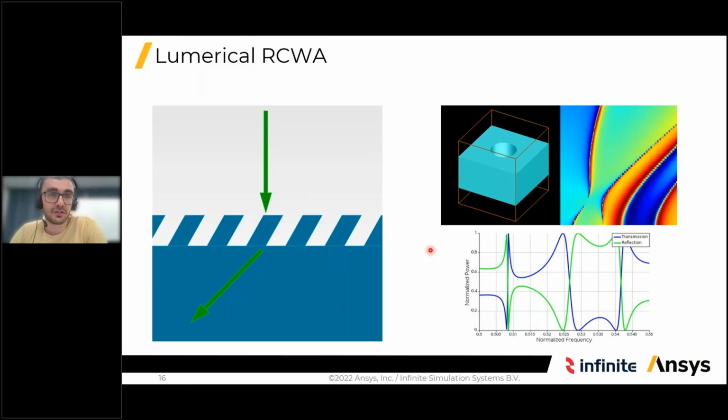Then we have RCWA, and RCWA is about the same as stack, but now in this case you can work with periodic layers. So if you have periodic structures, like here you see some unit cell that is repeated over and over again, then you can do it with RCWA. So this is an excellent tool for designing and optimizing, for example, gratings.